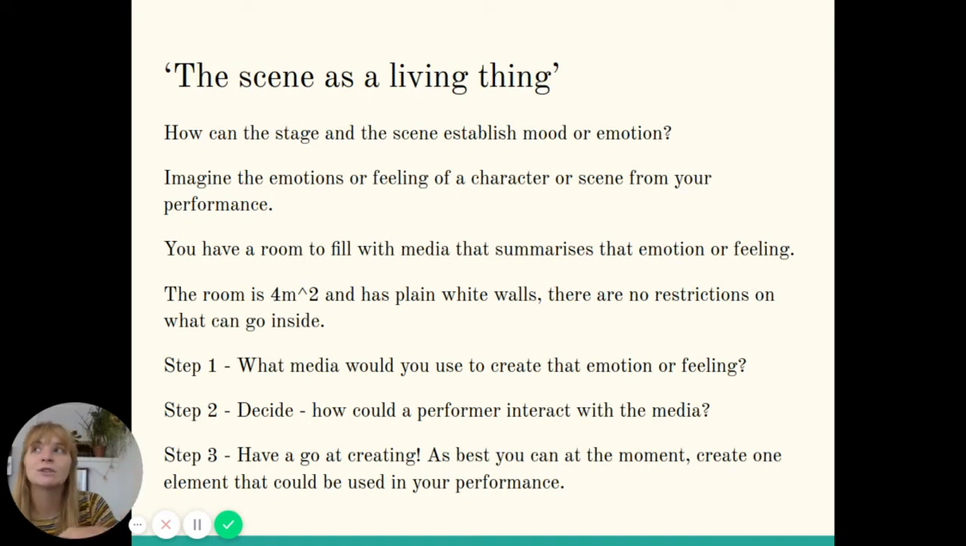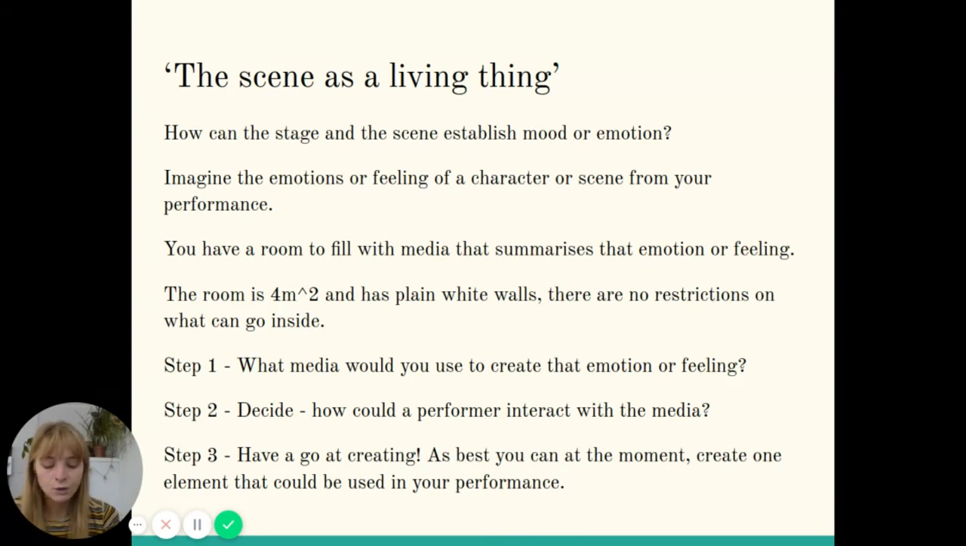And then I want you to imagine that you have an entire room that your audience are going to walk into, and that room needs to summarize that emotion or feeling. But focus first on the media in the room rather than the performer. So as an idea, I'm saying that the room is 4 meters squared, which is just sort of a normal sized room. And it has plain white walls, and there's no restrictions at all on what can go inside it.